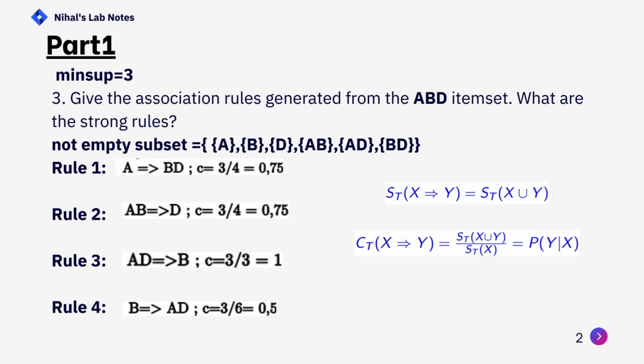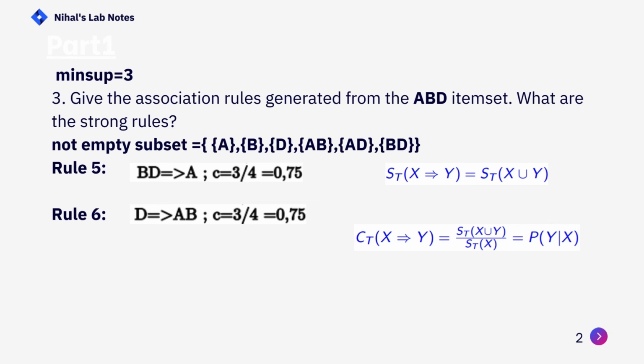Rule 4. Let's calculate now the confidence of B implies AD. Okay, so the support of BAD is just equal to 3, divided by the support of B. The support of B is equal to 6. So 3 divided by 6 gives us 50%.